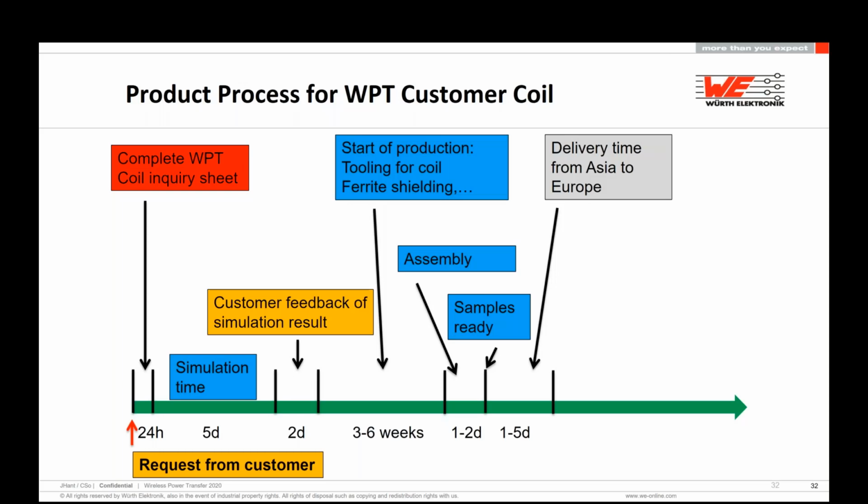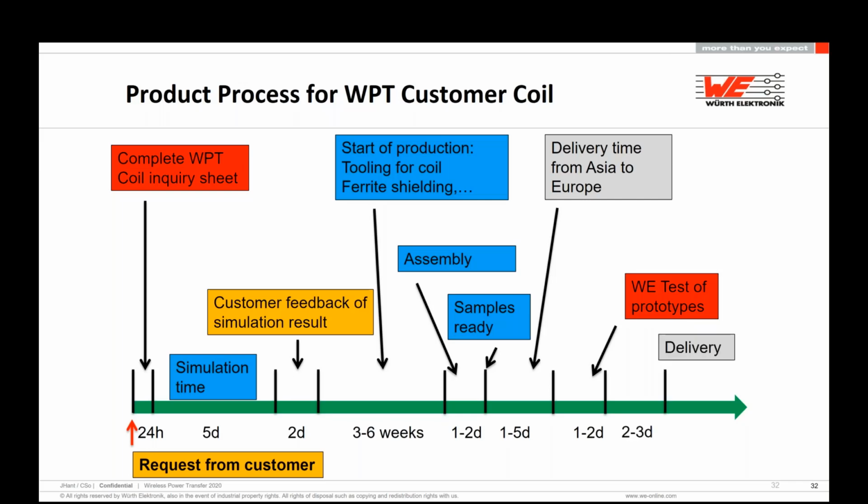After that, the parts will be delivered from Asia to Europe. In our lab in Munich, we will do the first tests and give you the feedback if we have these simulated and calculated results which we expect. After that, we can deliver to you globally in any place, normally with Express, so that you will get it in 3 days, best case. Totally, we will see this is a time frame of round about 8 to 9 weeks.